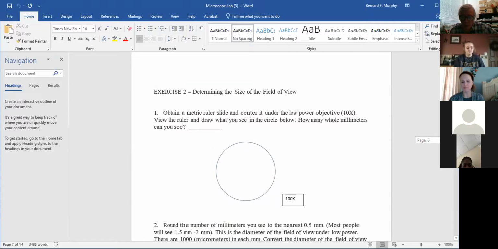Then what we would also do is actually determining the size of the field of view. And so you'd get this slide with a little piece of a metric ruler.